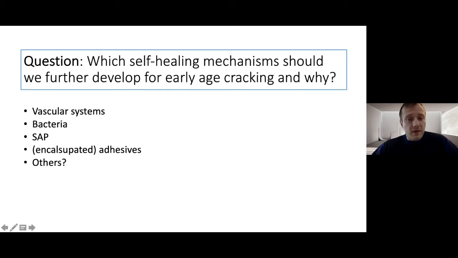So specifically for early age cracking, and maybe even more specifically for high performance materials, for high performance concrete with low water cement ratio, what should we look into, and what has promising properties that we want to use in this type of application? So maybe if you have an idea, please share it in the chat and we can discuss that further.